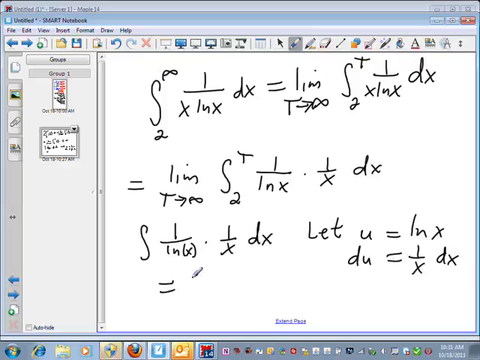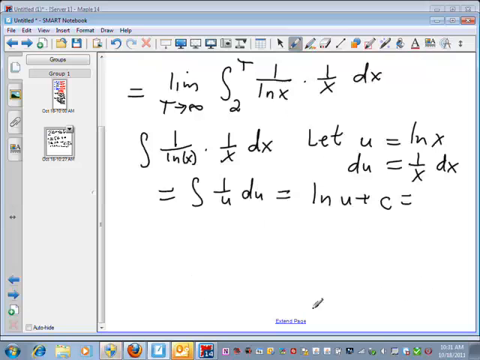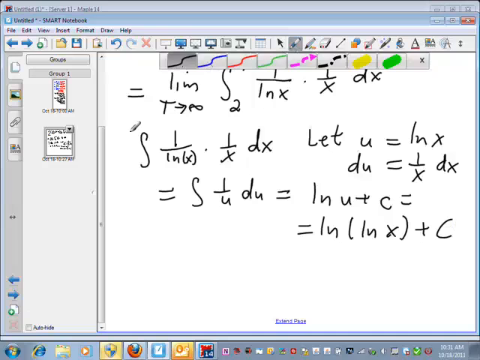This is equal to the antiderivative of 1 over u du, and the antiderivative of that is the natural log of u plus a constant. But then u was the natural log of x. And so this is the natural log of the natural log of x plus a constant. And this constant we're not going to write when we actually plug this back in. This is a remark.